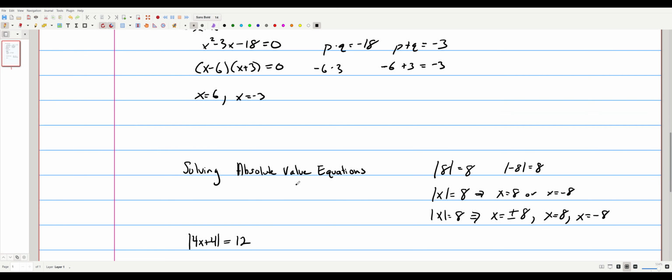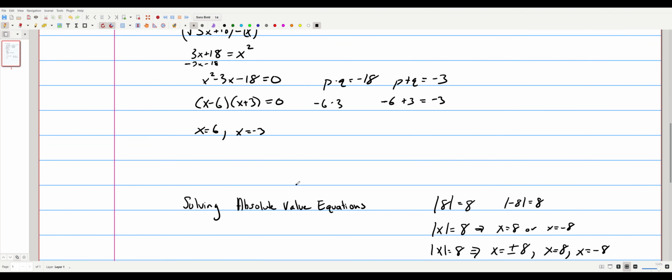All right. So another type of equations that we're going to learn how to solve in this section is absolute value equations. So recall that absolute value is basically a measurement of distance. How far is a number from 0? So the absolute value of 8 here is 8, and the absolute value of negative 8 is also 8 because they're both 8 units away from 0, right?